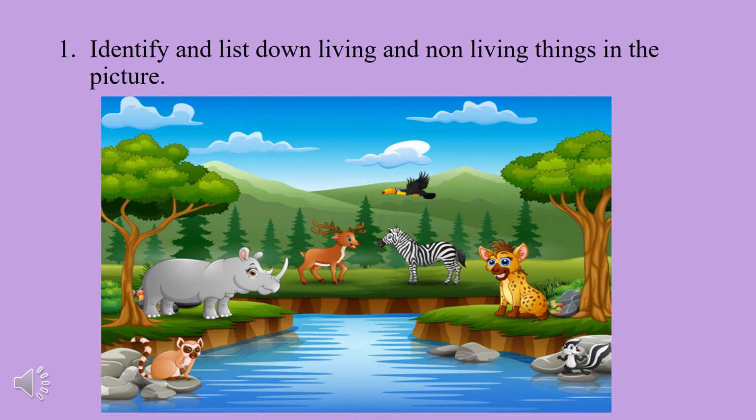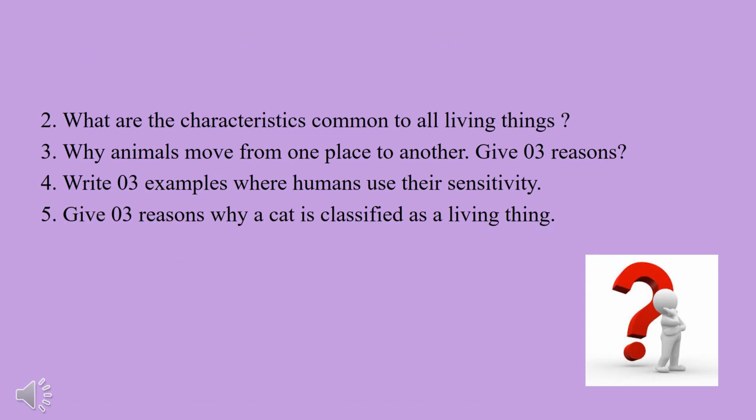Let's do an exercise in your writing book. The first question is identify and list down living and non-living things in the picture. The second question, what are the characteristics common to all living things? Next, third one, why do animals move from one place to another? Give 3 reasons. Fourth question, write 3 examples where humans use their sensitivity. At last, fifth one, give 3 reasons why a cat is classified as a living thing.